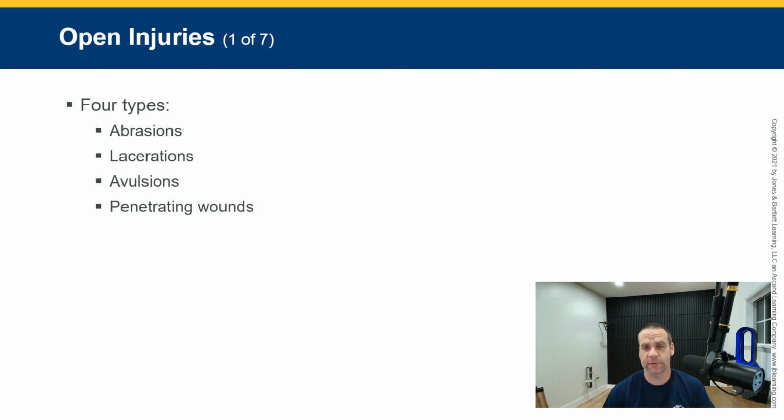Abrasions involve superficial scraping of the skin. Lacerations are tears or jagged cuts. Avulsions involve tissues being torn loose or left hanging as a flap. Penetrating wounds are caused by an object entering the body and may produce a small external opening despite deep internal damage. So, this classification matters because it helps predict how much bleeding may be present, how contaminated the wound is likely to be, and whether deep structures may be involved.